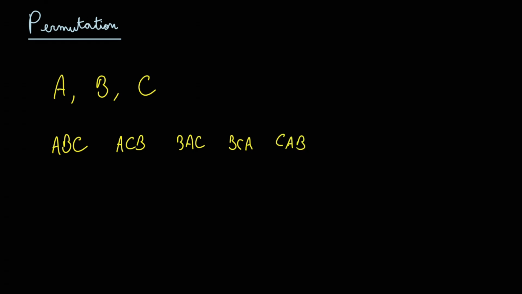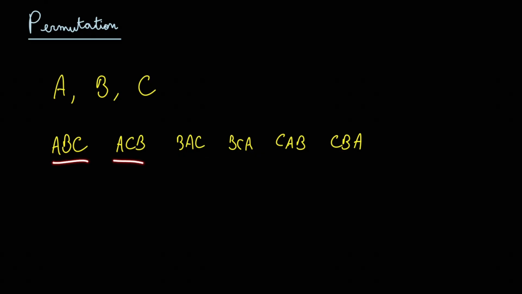Well, there are just a few of them, so we can write them out. One way is simply ABC, then we have ACB, BAC, BCA, CAB, and finally CBA. So we have 6 ways of arranging these three objects, these three letters.